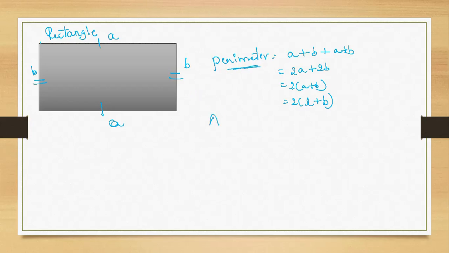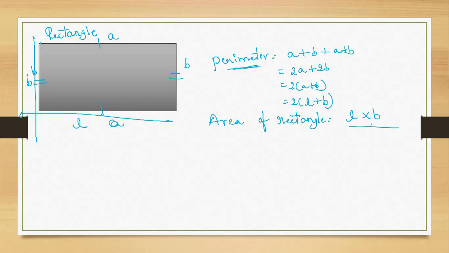Okay, next we move to the area of the rectangle. How to find the area of the rectangle? To find the area of the rectangle, we consider the two dimensions, this is the length and this is the breadth. So the area of the rectangle is length into breadth.